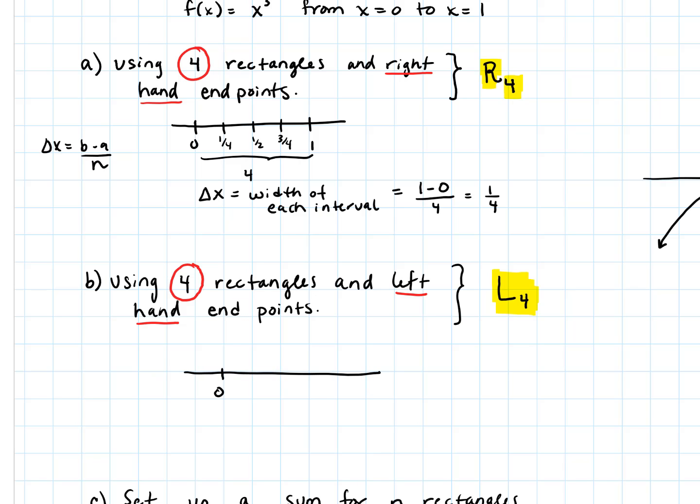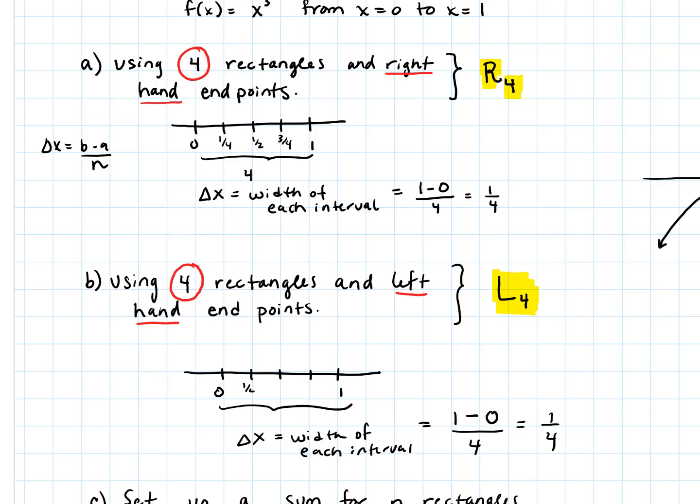We're going from 0 to 1. If we want to divide that up into 4 intervals to build rectangles on, I need to take the length of that. My delta x is going to be the same because we're still using 4 as our divisor. To find the width of each interval, we're simply going to take the length of the interval, which is b minus a. We went from 0 to 1, so 1 minus 0, and we divide by 4 because we want 4 intervals. That gives us a width of 1/4 for each of them.